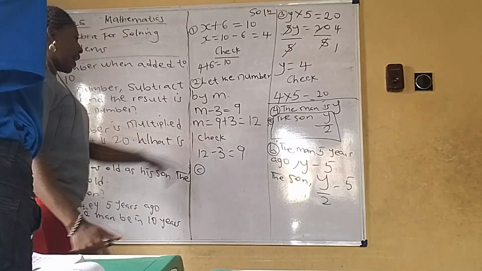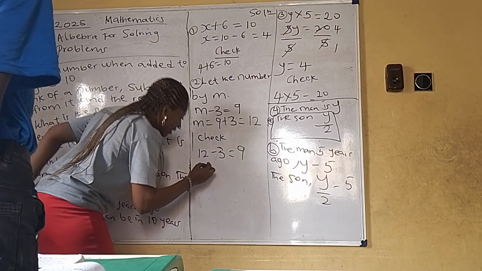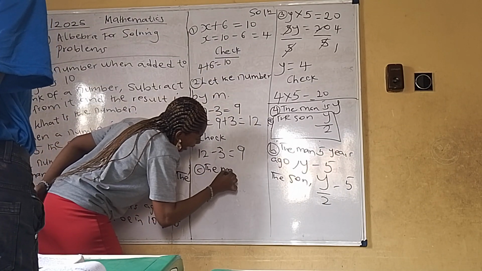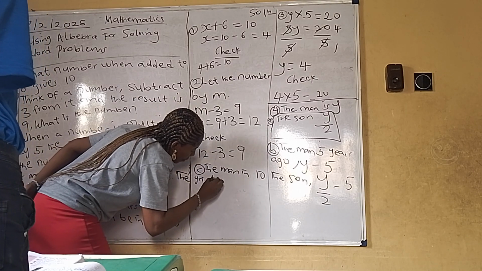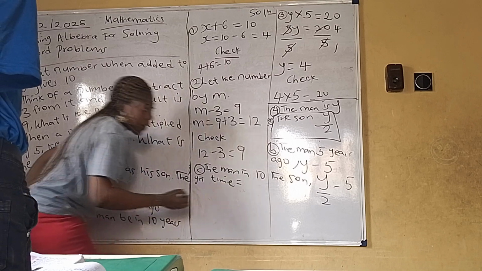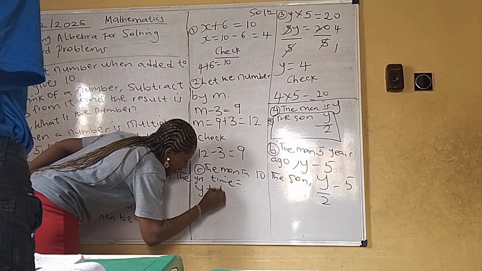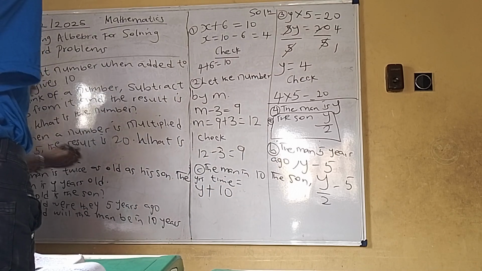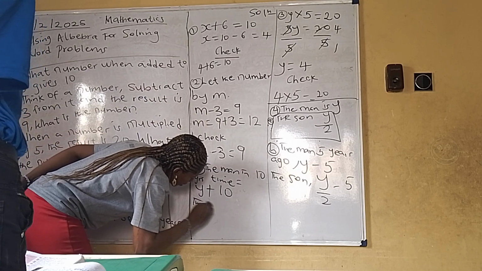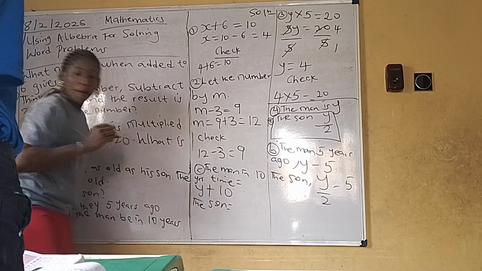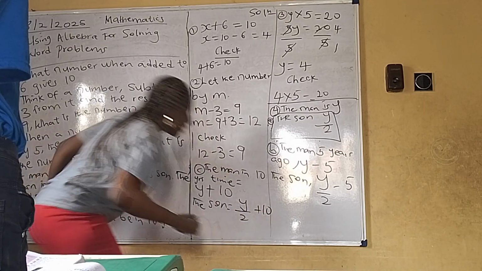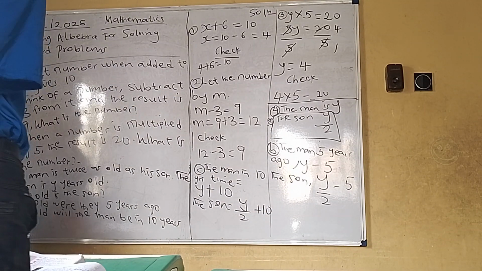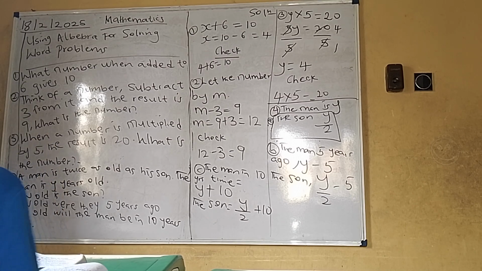So now let's look at the man's age. How old will the man be in 10 years' time? So the man in 10 years' time will be what? Y plus 10. What about the son? The son will be what? Y over 2 plus 10. See that? Are we clear now? Let's go. So that is how it is.